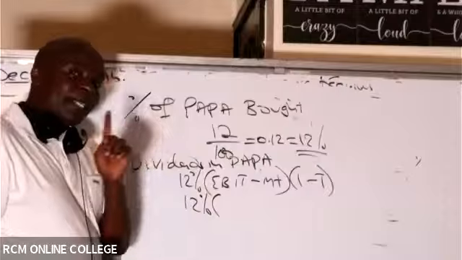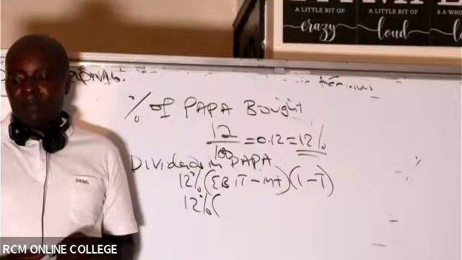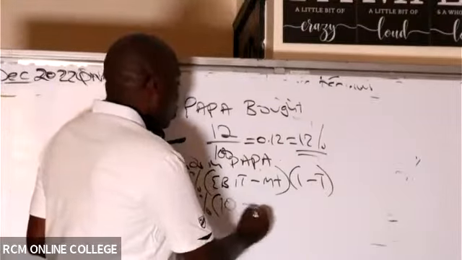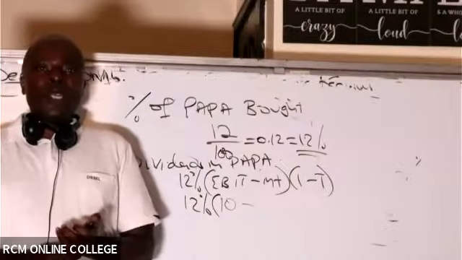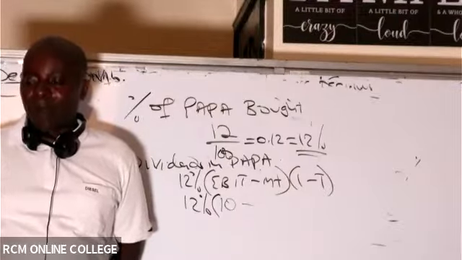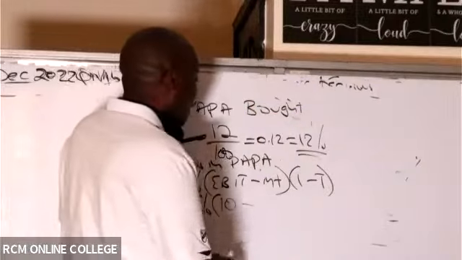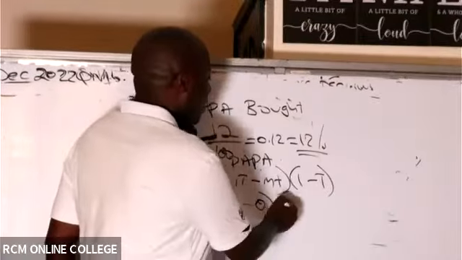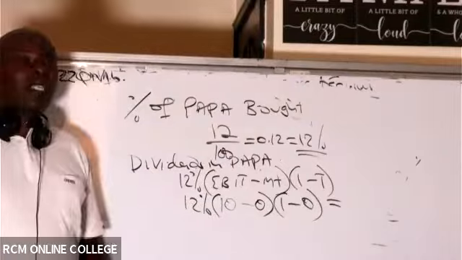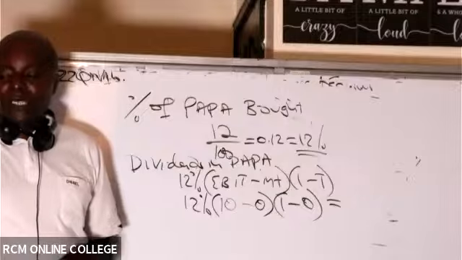Do we know papa's EBIT? Papa's EBIT is the same as the EBIT of what, Yakaka? 10. Do we know the interest amount that will be paid by papa? It is 0 because papa is unlevered. Papa does not have any interest. So it is 0 here. Into 1 minus tax, tax is 0. So at the end of the day, this gentleman will get what dividends?